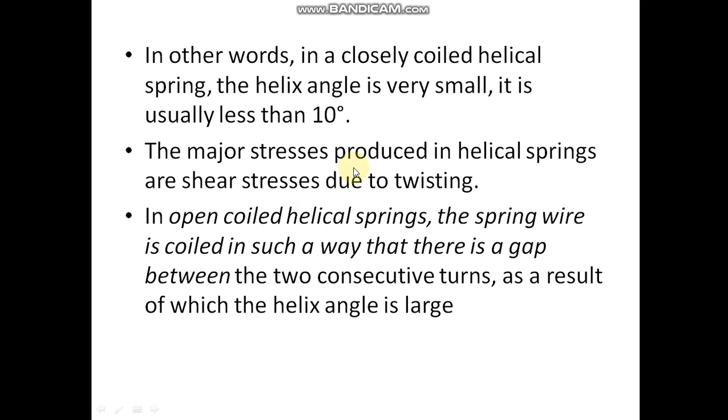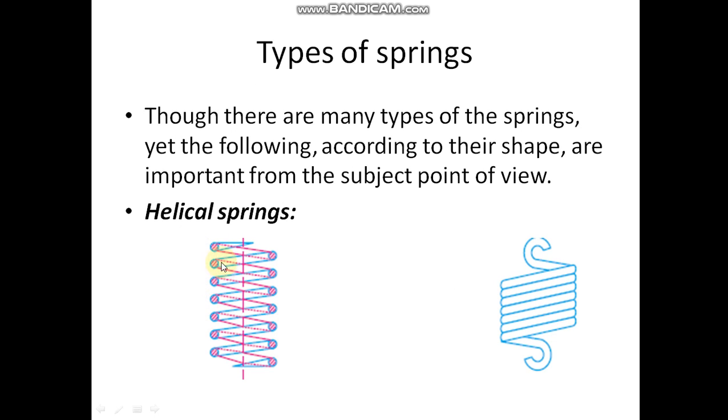Major stresses produced in the helical springs are shear stress due to twisting. So when we apply force on a helical spring, the stress produced is by twisting, that is shear stress. In open coil helical springs, spring wire is coiled in such a way that there is a gap between two consecutive turns, and the helix angle is large.